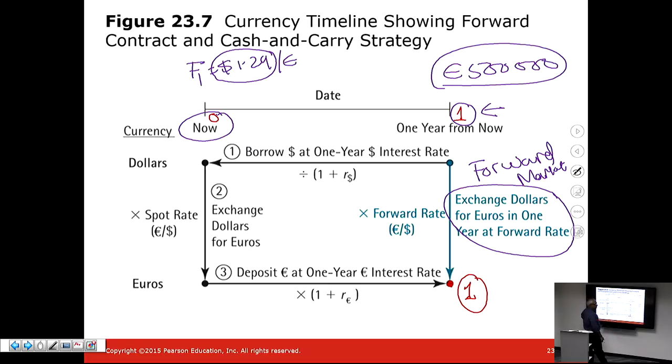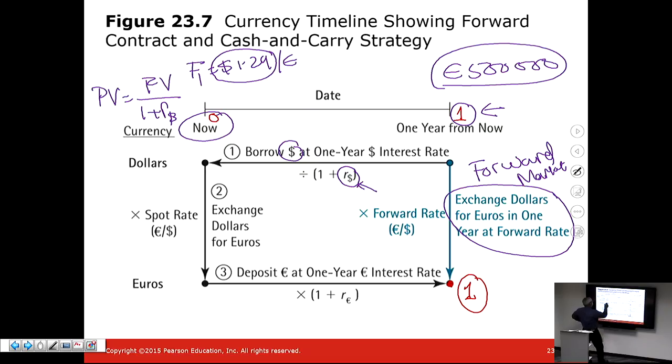Alternatively, what could I have done? I could have borrowed some dollars today, which means a year from now, I have to pay back the dollars plus the interest on the dollars. So essentially, I'm saying the present value of whatever dollars I need in the future, at the interest rate quoted for the US currency.